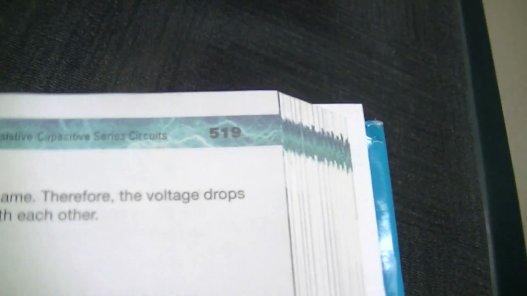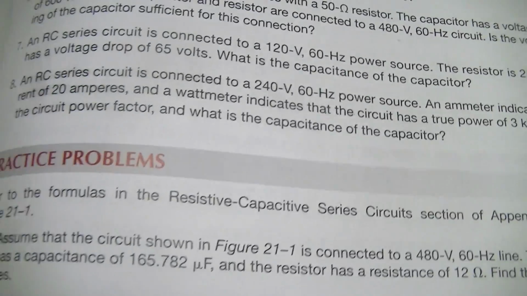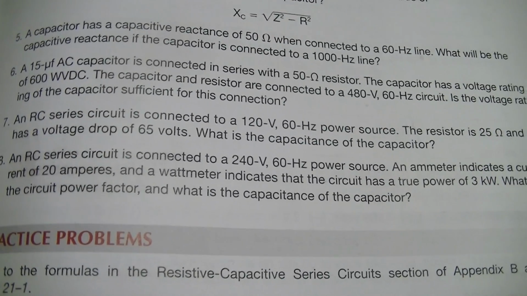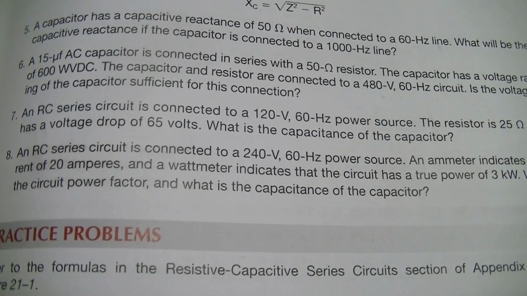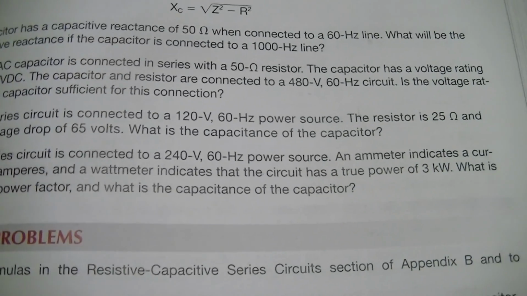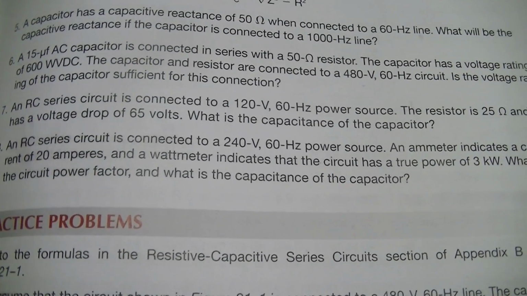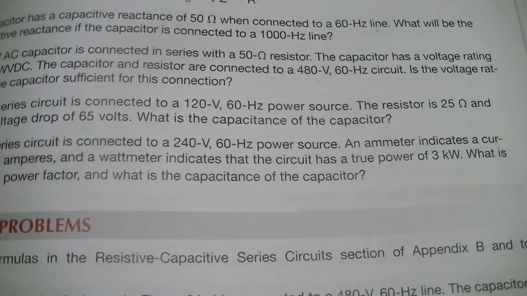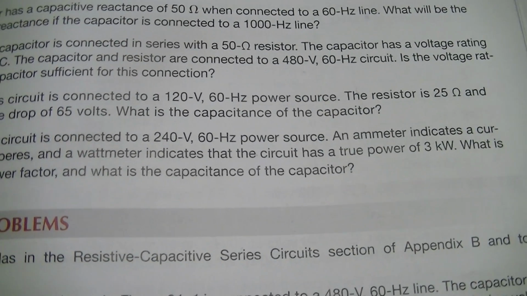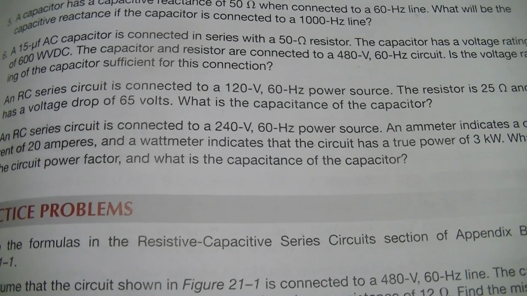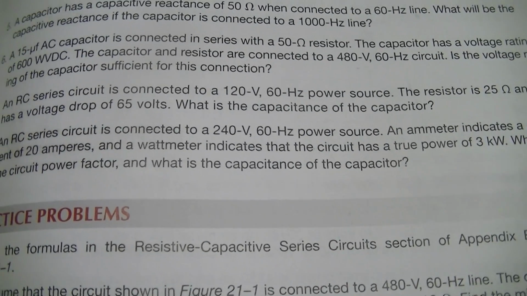Marissa, you want to read problem number 8? Yeah, so in your book, and we're on page 519 here, it says, an RC series circuit is connected to a 240 volt 60 hertz power source. An ammeter indicates a current of 20 amps, and a wattmeter indicates that the circuit has a true power of 3 kilowatts. What is the circuit power factor, and what is the capacitance of the capacitor?